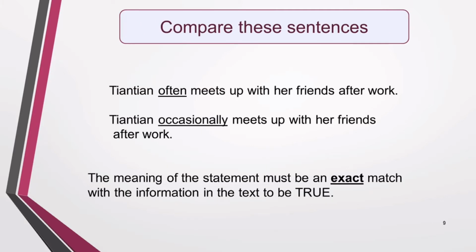Compare these 2 sentences. Tian Tian often meets up with her friends after work. Tian Tian occasionally meets up with her friends after work. In the second sentence, just one word has been changed, but it gives it a very different meaning. In true, false, not given questions, the meaning of the statement must be an exact match with the information in the text to be true.